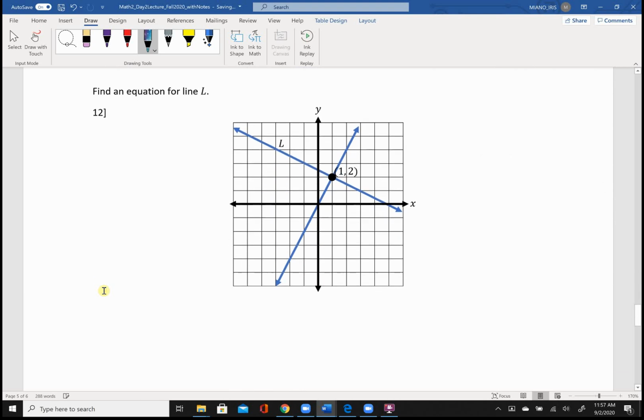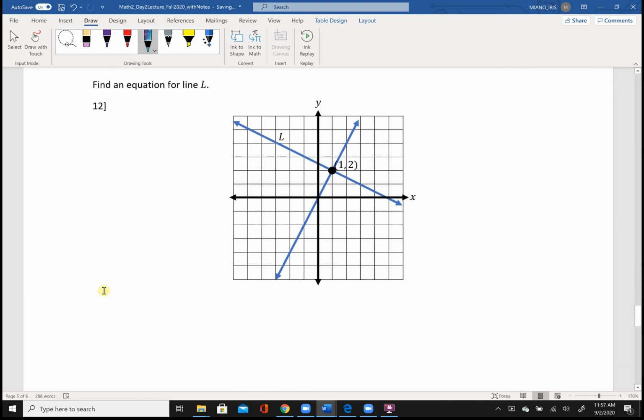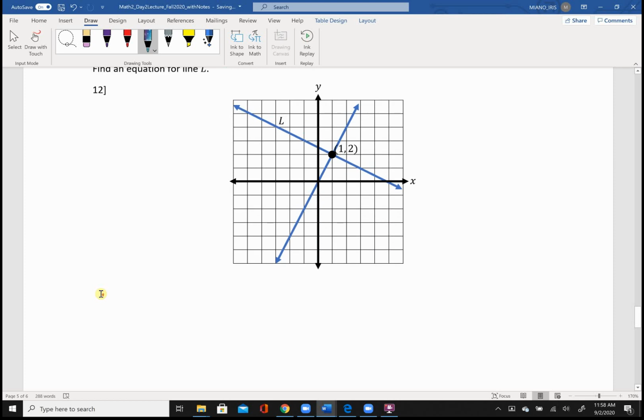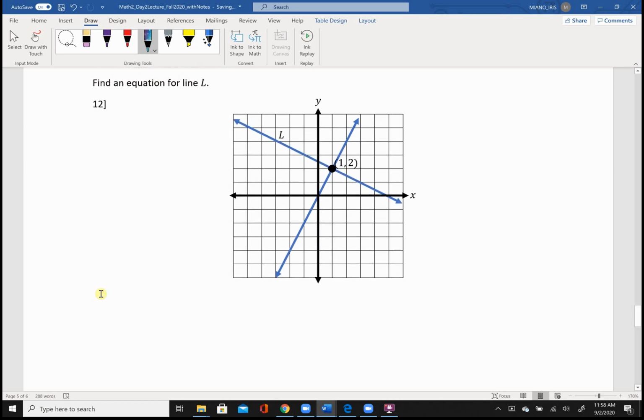Find an equation for line L. Here we go. Line L is this downward sloping line. And how do I know it's downward sloping? Because as I scan the graphic from left to right, the trajectory of line L, as it's labeled here, is moving downward. Okay, so line L happens to be, oh, you know what? I don't have it written here.